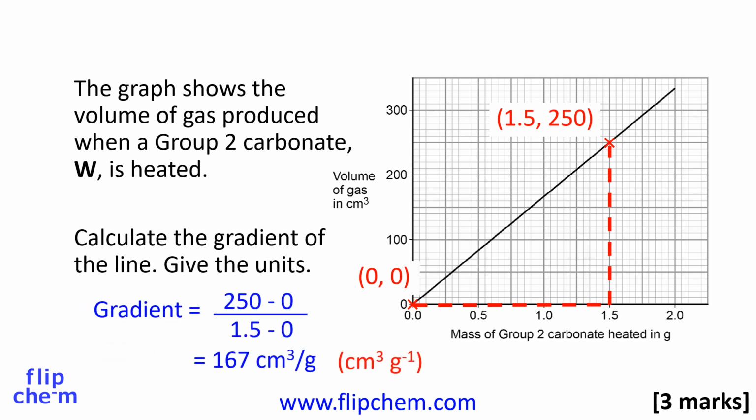Substitute the values of the coordinates into the equation to find the gradient. This is how many centimeters cubed of gas are produced for each gram of the carbonate. 167 centimeters cubed per gram. A slash is used at GCSE. Beyond GCSE, an index might be used: centimeters cubed, grams to the -1.